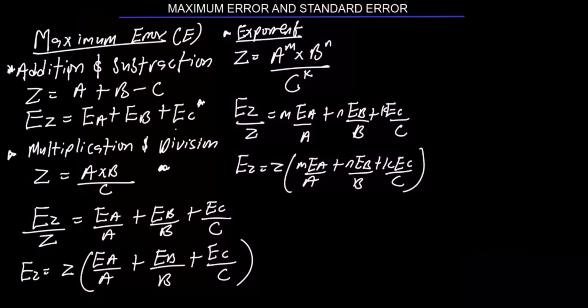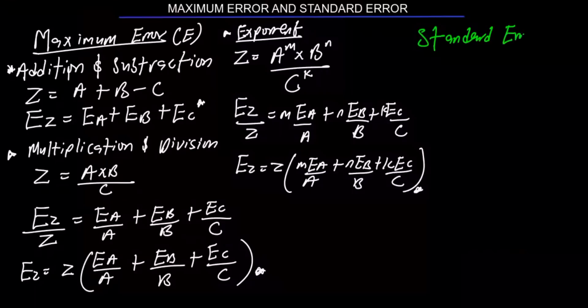Then, multiplication and division, you use this formula. Then exponent, you are going to use this formula. Do not forget that. Okay, we are done with maximum error. Now let's look at standard error. Standard error, which is denoted as delta.